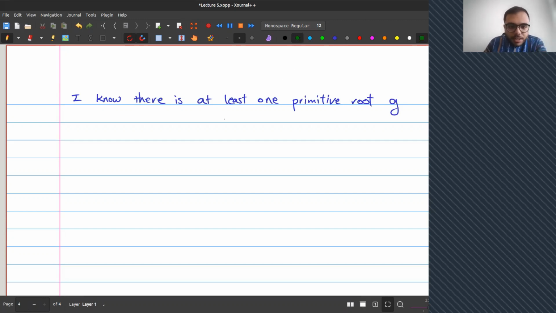Now, what does this mean? This means that if I look at all the powers of G, if I look at G^0, G^1, G^2, and so on, they create a cycle, right? I will have G^(P-2), and then G^(P-1) is the same as G^0.